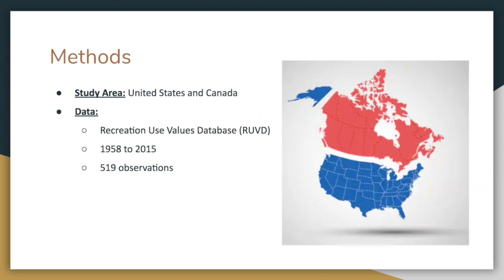Moving on to the methods section, the study area included for this analysis is the United States and Canada. The large study area is due to the fact that the data comes from a metadata database. The Recreational Use Value Database, or RUVD, contains recreational use values from 421 different economic valuation studies between the years 1958 to 2015. A subset of this metadata file that focuses on individuals engaged in the activity of hunting big game is used in this analysis. This subset of data includes 519 observations from the years 1964 to 2009.